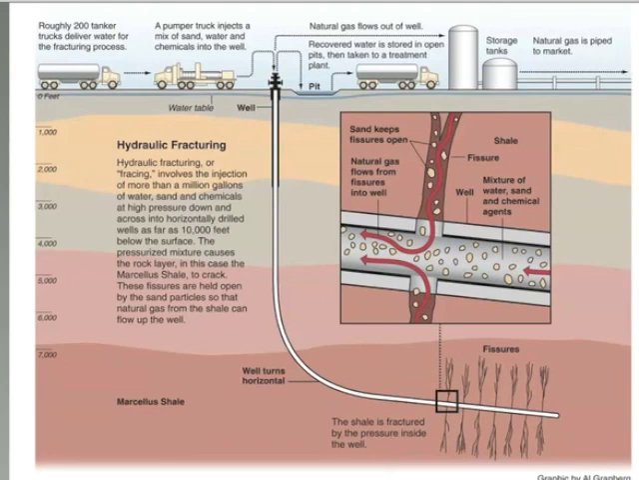Note in the diagram that groundwater, frequently used for drinking water purposes, is present in maybe the first 5, 6, 7, 800 feet below the surface. The vertical well goes many thousands of feet below that, and then it turns horizontal into the shale formation. The shale formation typically, this will vary from formation to formation, is several hundred feet thick.